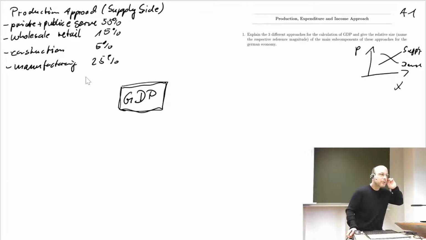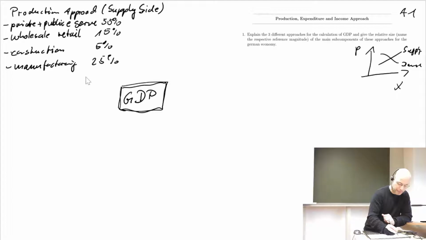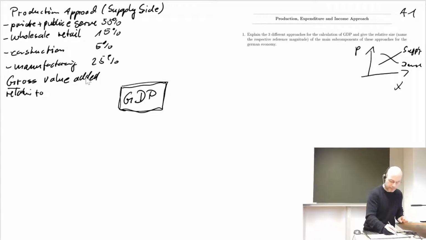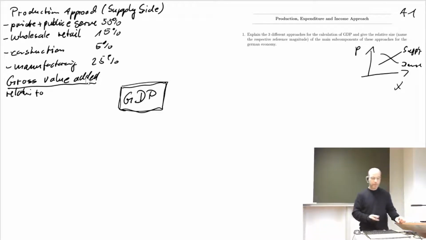Pardon? Yes, gross value added. So relative to gross value added. Because this is not exactly the same as GDP, because then you have to add the transfers minus taxes, and then you are coming to the GDP.